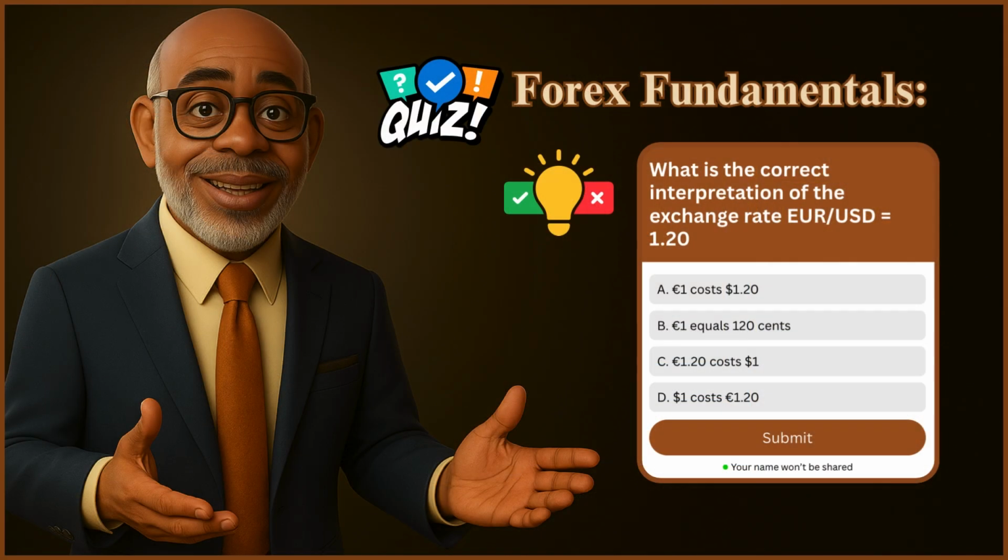Okay, traders. What is the correct interpretation of the exchange rate euro / US dollar equals 1.20? Is it A, 1 euro costs $1.20? B, 1 euro equals 120 cents? C, 1 euro and 20 cents costs $1? D, $1 costs 1 euro and 20 cents? You have 10 seconds to think it through.